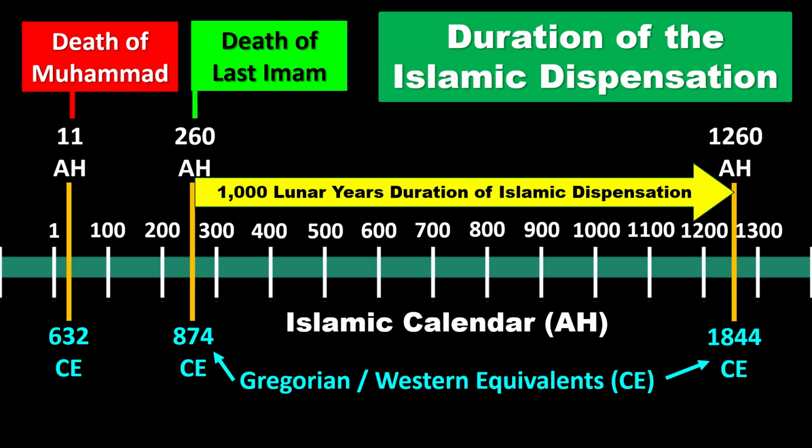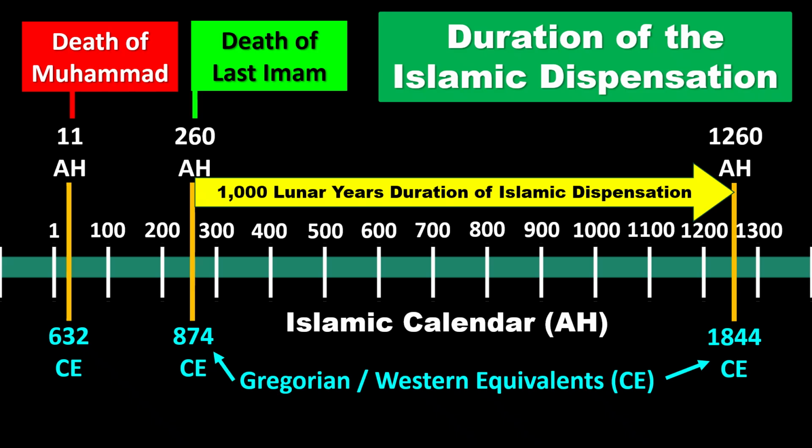This timeline shows the length of 1,000 years as being the time of the duration of the Islamic dispensation. Those 1,000 years are counted starting with the date of 260 on the Islamic calendar, when the death of the 11th Imam of the Shia branch of Islam occurred, and the disappearance or death of the 12th Imam happened. See the yellow arrow in the center of the slide that stands for those 1,000 lunar years.